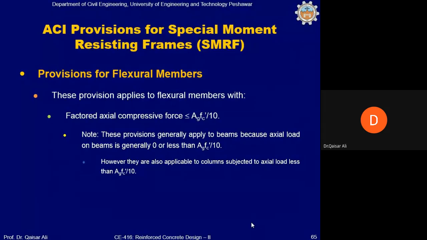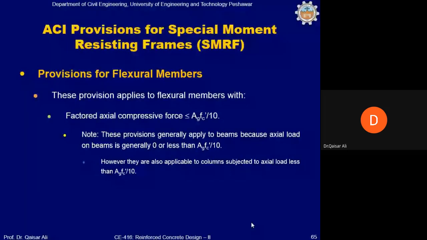So beams are usually not subjected to axial loads. The axial load on beams is significantly less than the axial load on the columns. Therefore, the ACI code, instead of saying that these provisions are meant for beams and these provisions are meant for columns, has divided the provisions based on the axial load to which a member is subjected in a frame structure.